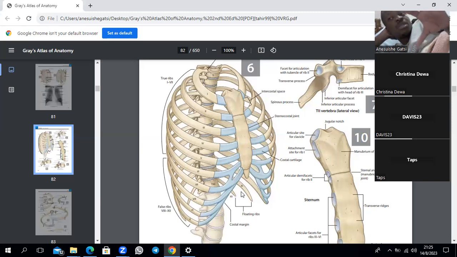So these ribs pose danger to things that are in the abdomen in cases of trauma, right? Because they are floating. So imagine if something traumatic happens, they are more likely going to pierce through organs, right? So we have true, 1 to 7, false, 8 to 10. Then we have floating, which is 11 and 12.